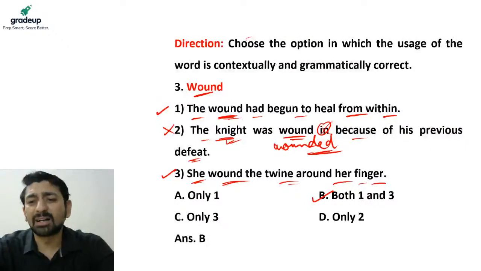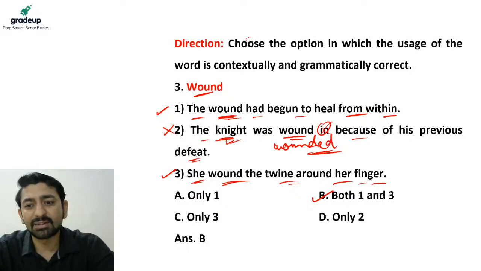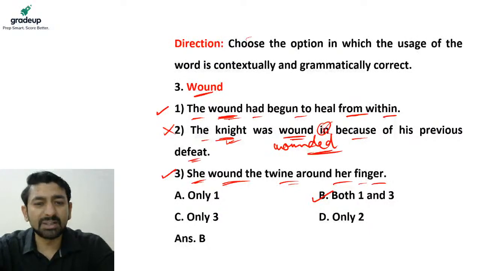Anisha says घुमाना, absolutely right. घुमाने को ही wound भी कहते हैं. Okay, so third sentence is also correct. Okay, chalo, let's move on to the next question, guys.